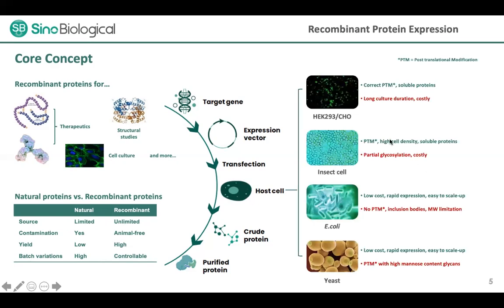In terms of host cells, there is now a great selection available, including mammalian culture cells such as the HEK293 and CHO cell lines, and also other eukaryotic cell lines such as insect and yeast, and the most widely used is the prokaryotic system, which is mainly E. coli. Different cell types have their pros and cons as listed here: the green are the pros and the red indicates some disadvantages. At Sino, the HEK293 and CHO cell lines are our main workforce, but we also use other cell lines, mainly insect and E. coli, to take advantage of their unique features in terms of recombinant protein expression.